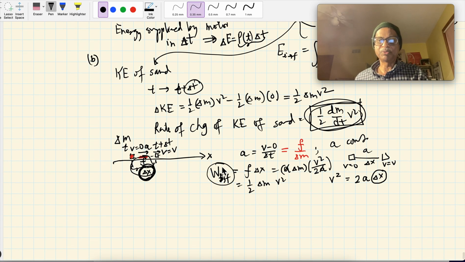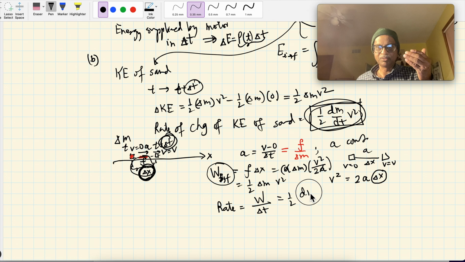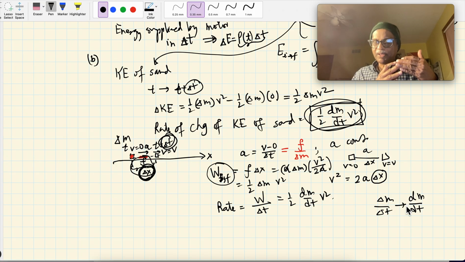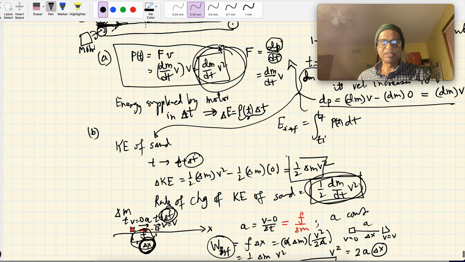And this work was done in time amount delta t. So the rate of the work is W done over delta t. And so this is half dm/dt v square. Whenever I got dm dt like this, I just changed it to dm over dt. That's all I did. And so now we see that this is exactly what we needed on top of the kinetic energy to get the total energy.